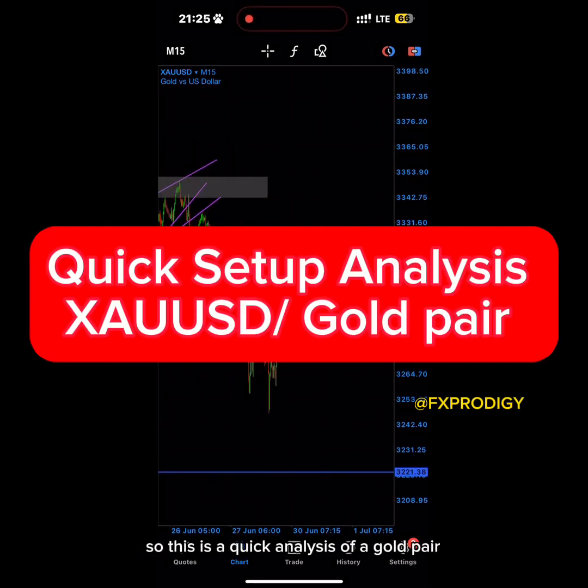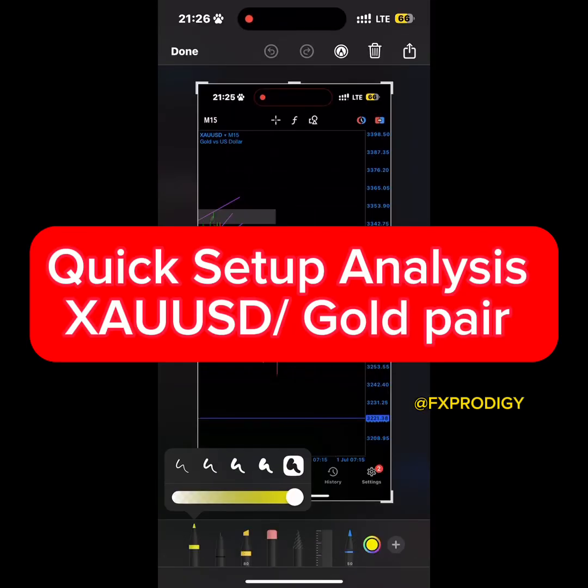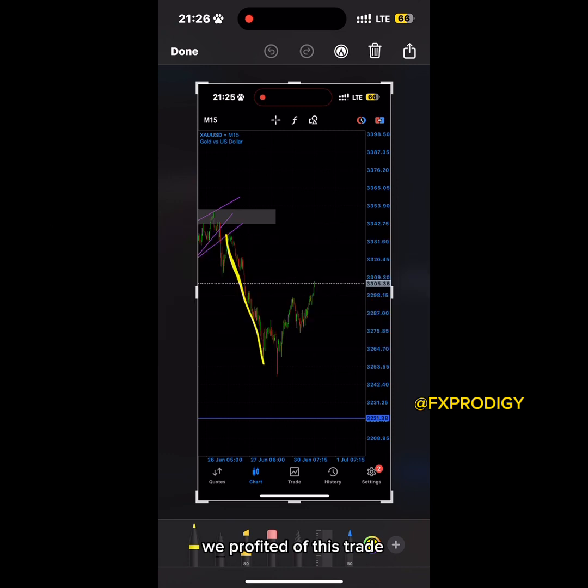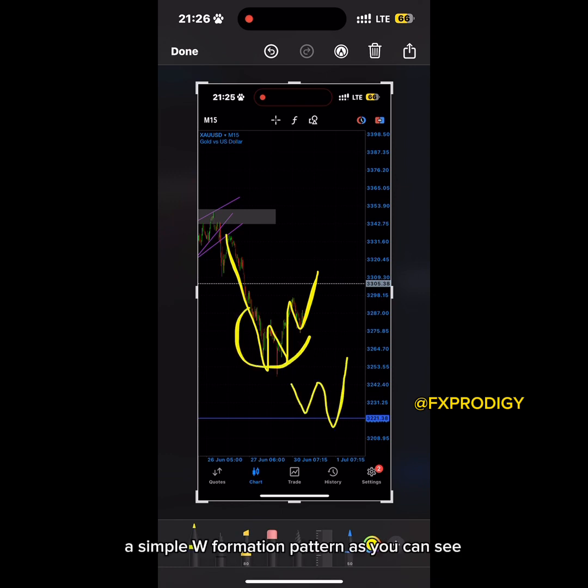So this is a quick analysis of the gold pair. We profited from this trade. As you can see, this was a W formation that was formed today, and then it was just a way to profit off this trade. A simple W formation pattern, as you can see.